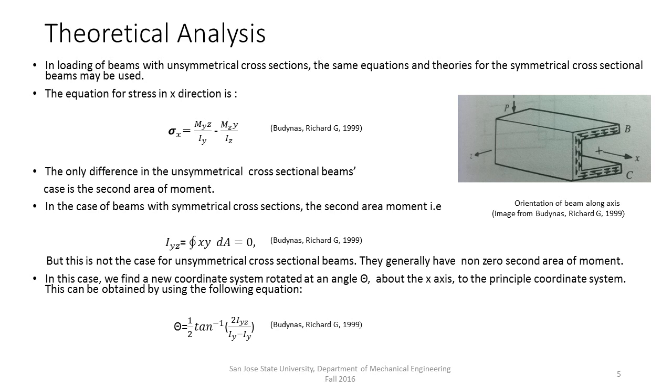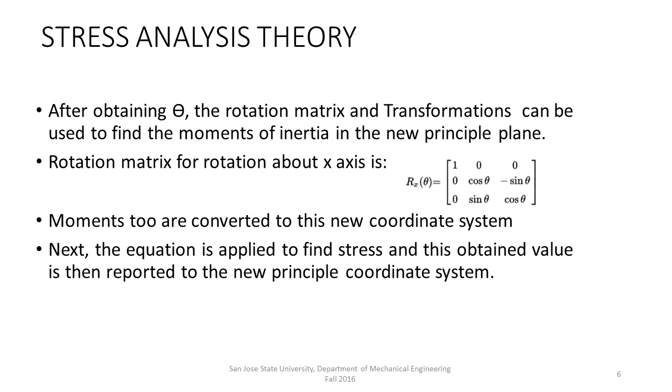In this case, we find a new coordinate system rotated at an angle theta, about the x-axis, to the principal coordinate system. This can be obtained by using the following equation. After obtaining theta, the rotation matrix and the transformations can be used to find the moments of inertia in the new principal plane. The rotation matrix for rotation about the x-axis is the following. Moments too are converted to this new coordinate system. Next, the equation is applied to find stress, and this obtained value is then reported to the new principal coordinate system.